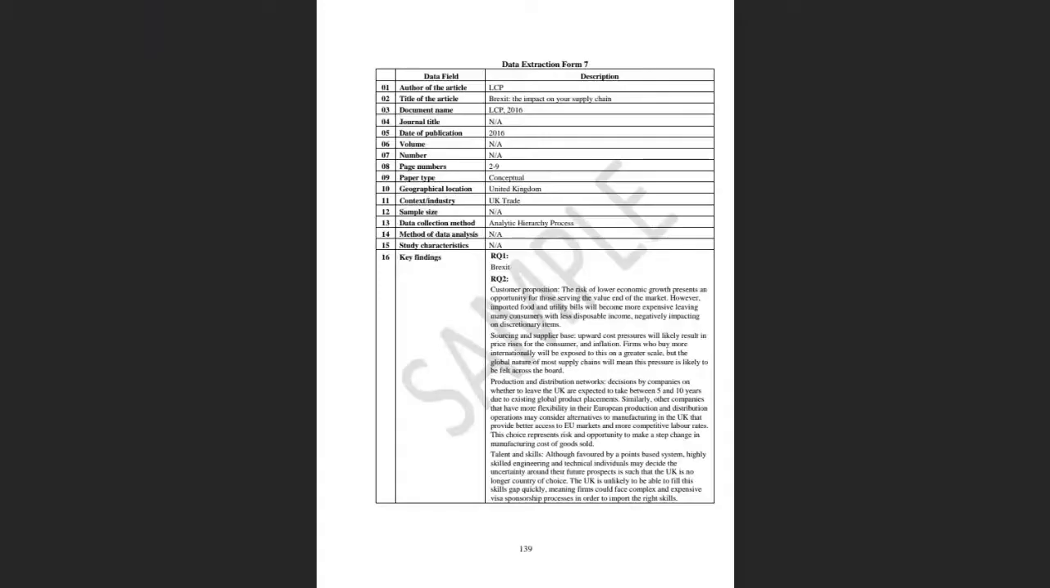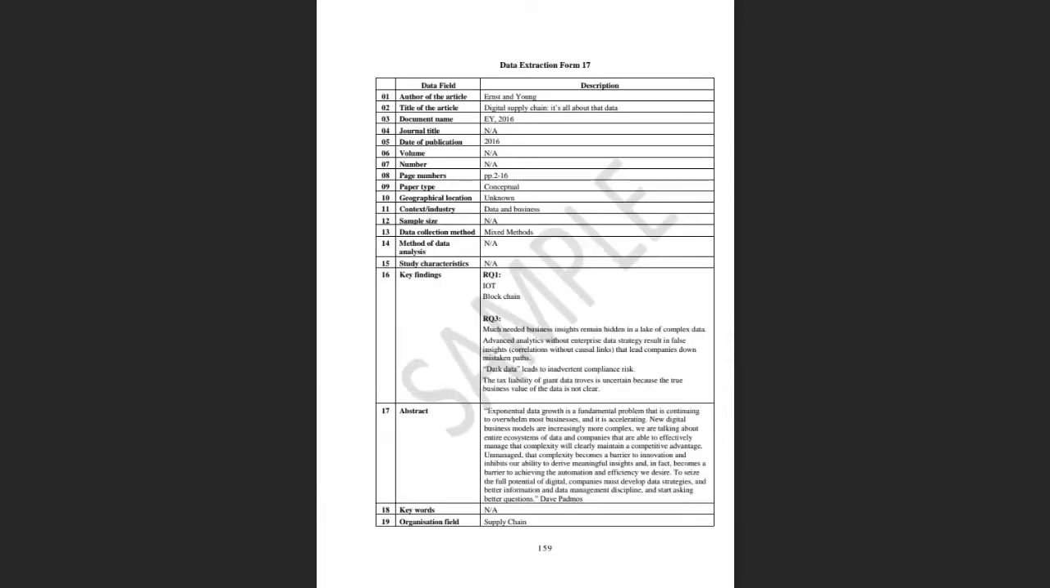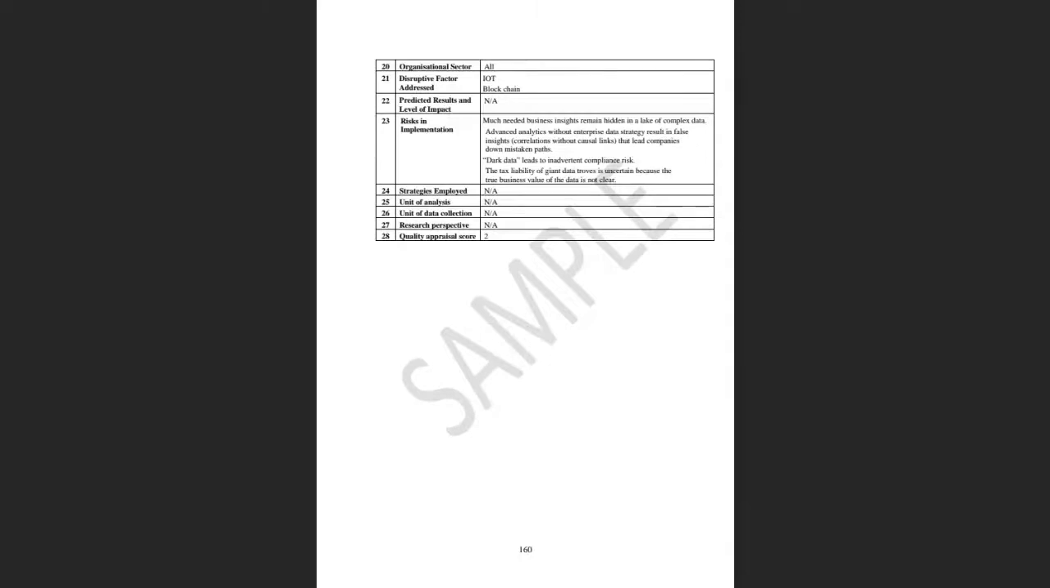So this is a data extraction form that we will discuss in a little while, but if you look at the end part, last part, you will see quality appraisal score 2.5. So on a scale of 3, they have given this article 2.5. So that means that this article is very good, almost excellent article. Similarly, if you look at this another article, they gave a 2 here. So if you can see quality appraisal score of 2, which means that it's a very good article, but could be better. But anyway, it's a good article to be used.